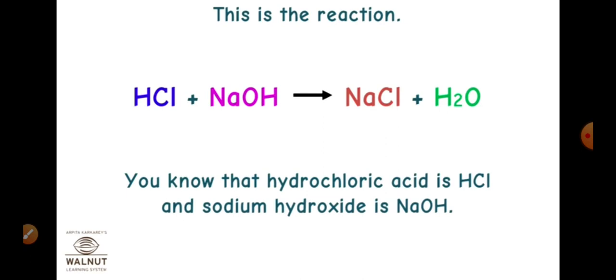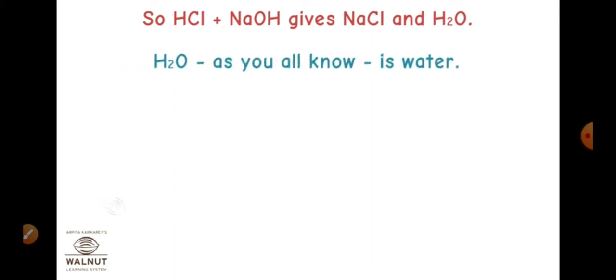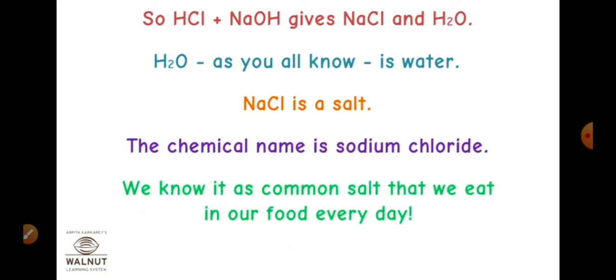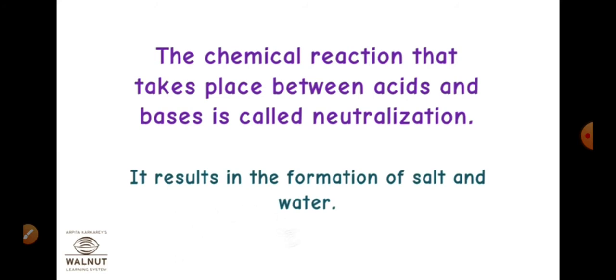Now you know that hydrochloric acid is HCl and sodium hydroxide is NaOH. So HCl plus NaOH gives NaCl and H2O. H2O, as you know, is water. NaCl is a salt. The chemical name is sodium chloride. Okay, this we have learned in online class. We know it as a common salt that we eat in our food every day. The chemical reaction that takes place between acids and bases is called neutralization. Right? It results in the formation of salt and water.